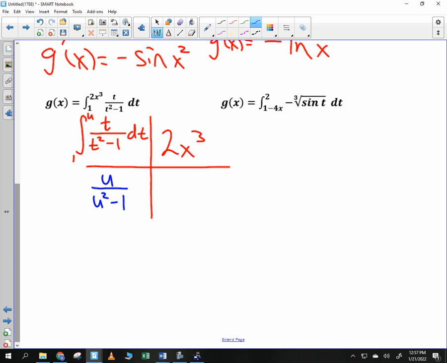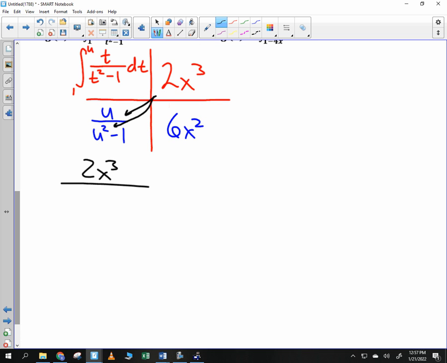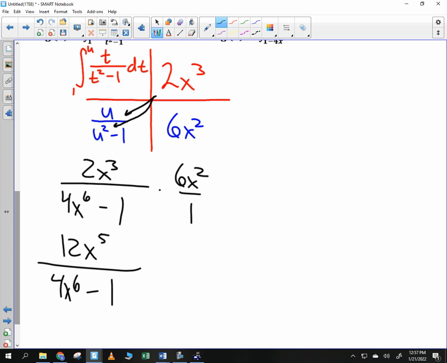What's the derivative of 2x cubed? 6x squared. But remember, the chain rule says that we then multiply these two together, right? And we're going to take this thing and plug it in for u. You see that? So I got two places to plug it in. So I end up with 2x cubed over, what is 2x cubed squared? 4x to the 6th, minus 1, times 6x squared over 1. So my end result is 12x to the 5th over 4x to the 6th minus 1.